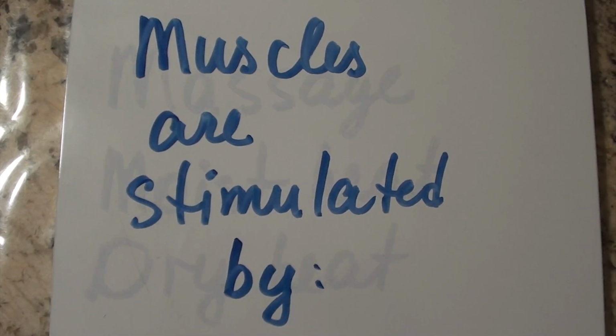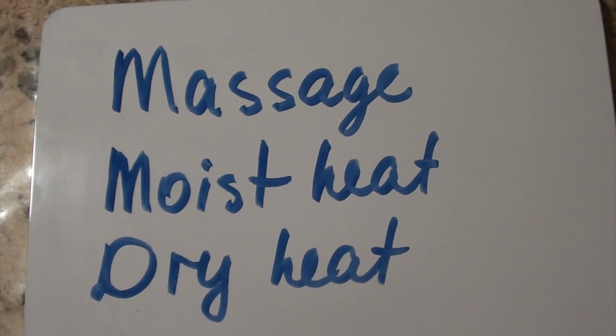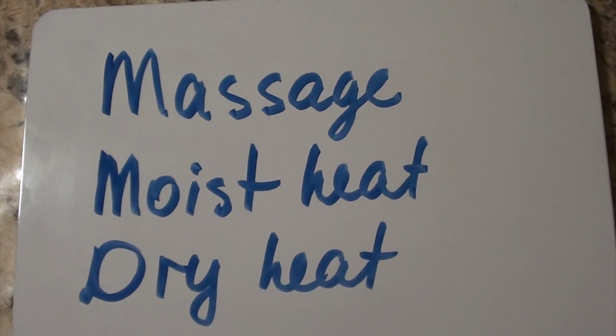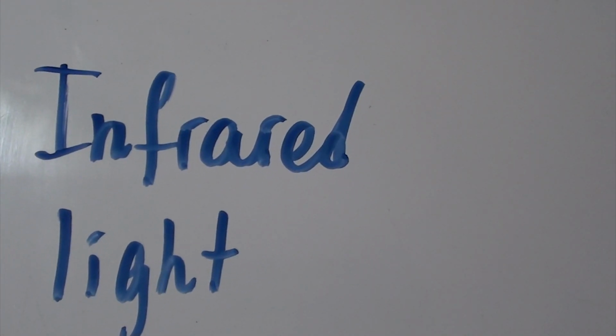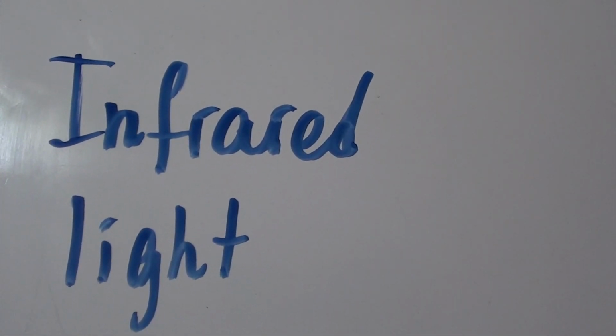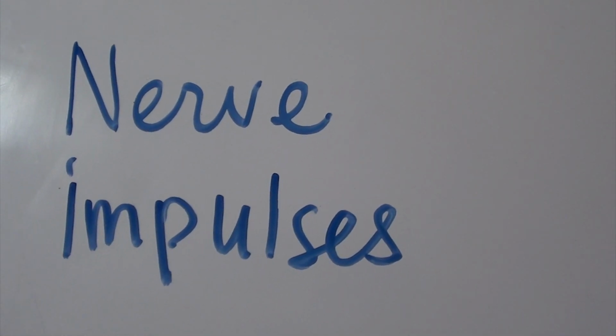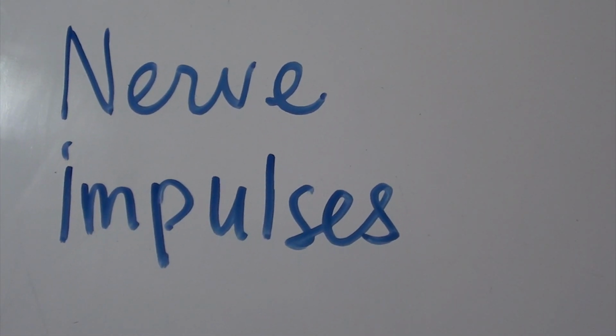Muscles are stimulated by massage, moist heat, that could be your steamer, dry heat, sauna, infrared light, which is part of sunlight, sunbathing, being under ultraviolet rays. Nerve impulses could be excitement or could be nervousness.